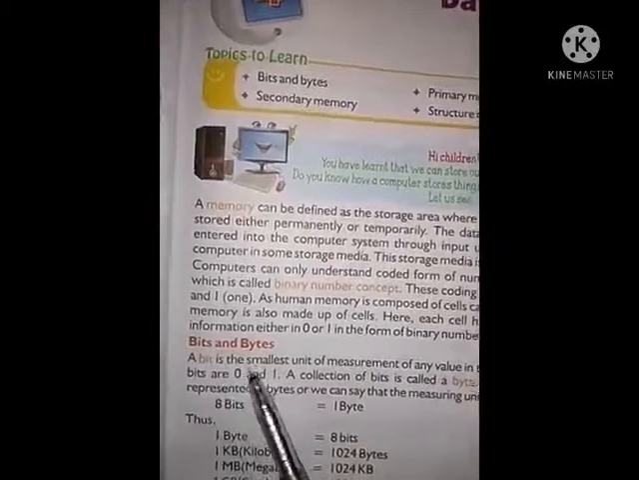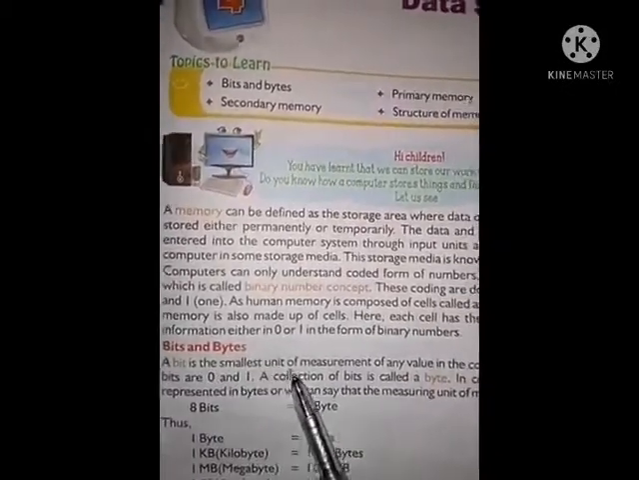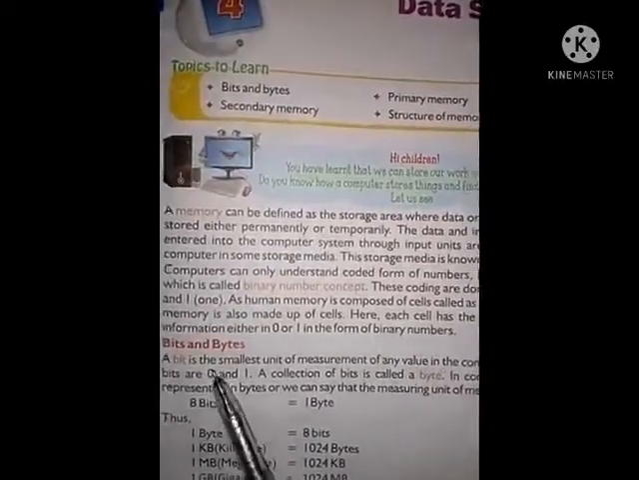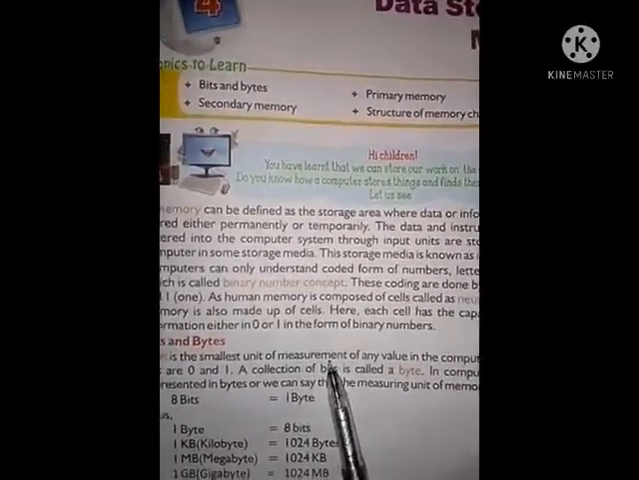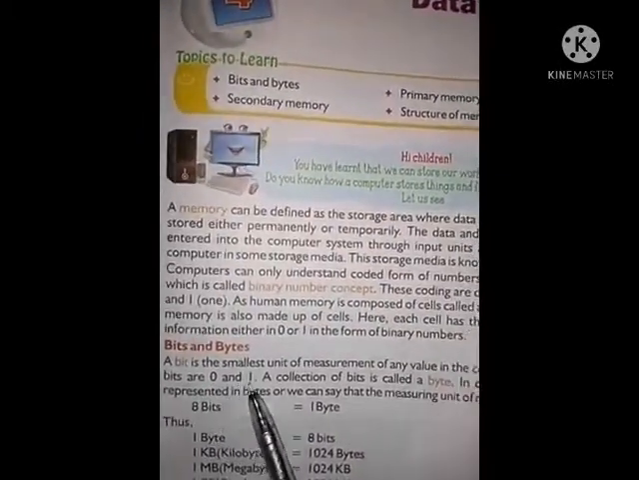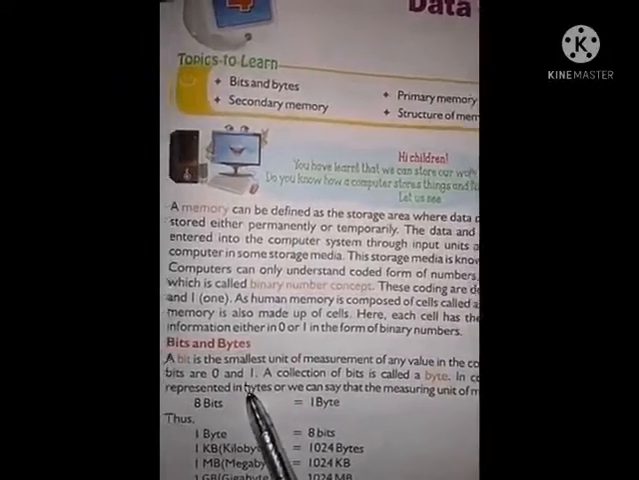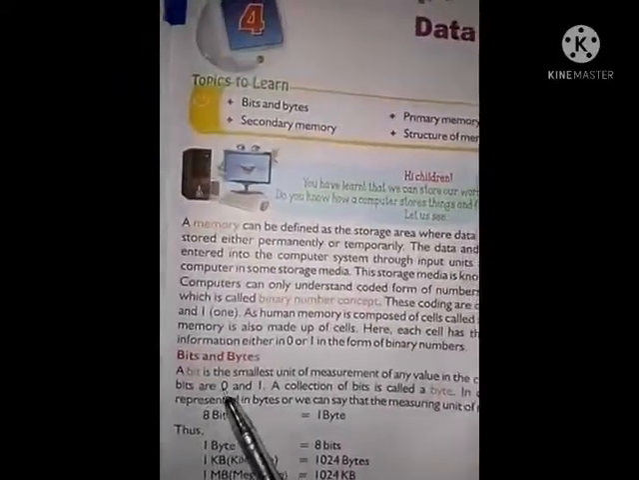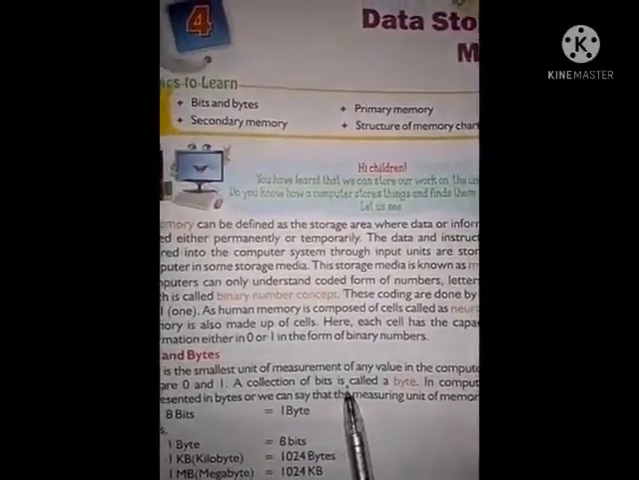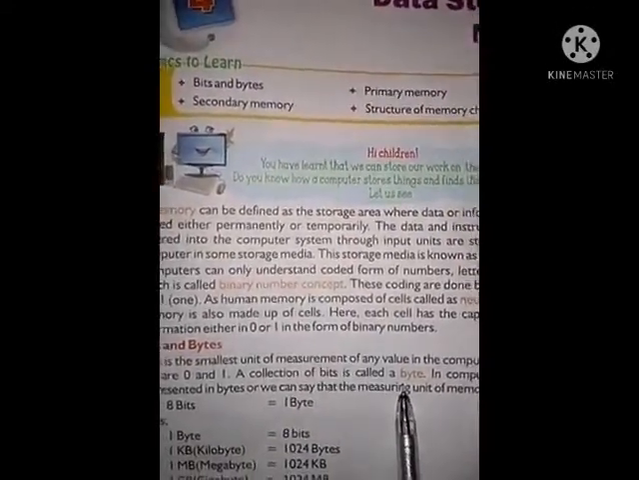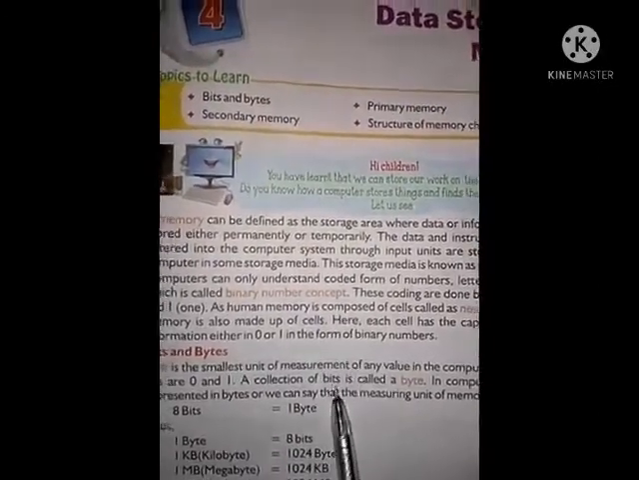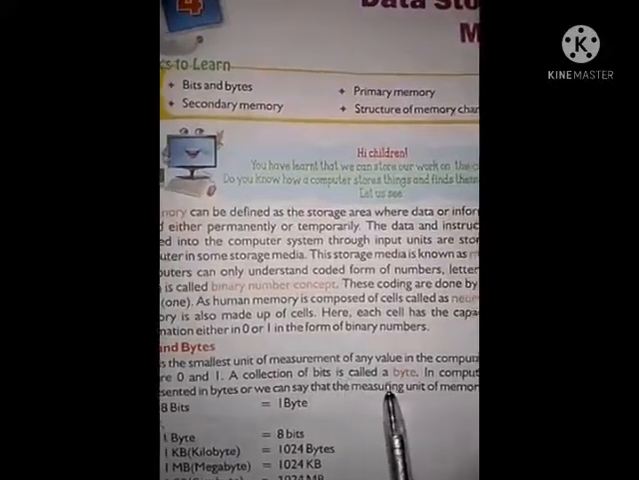Okay, bits and bytes. A bit is the smallest unit of measurement of any value in the computer. The value of bits are 0 and 1. What are the values of bits? The values of bits are 0 and 1. Okay, a collection of bits is called a byte. Some bits together are called a byte.